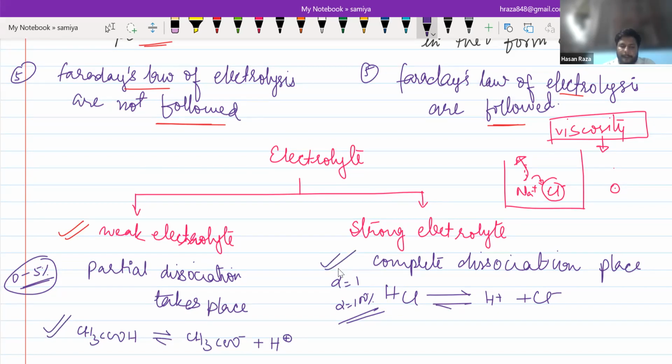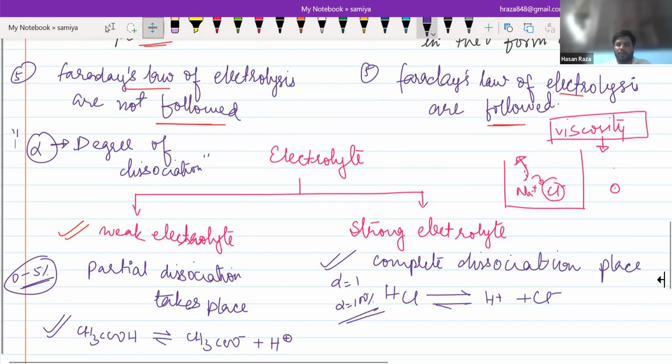Is that clear? Sir, what is alpha here? Alpha is basically the degree of dissociation. Alpha is degree of dissociation. Haven't you heard in class 11 equilibrium? Yes, sir.